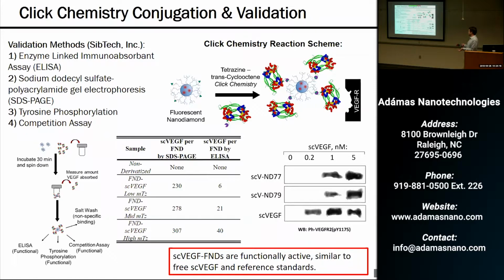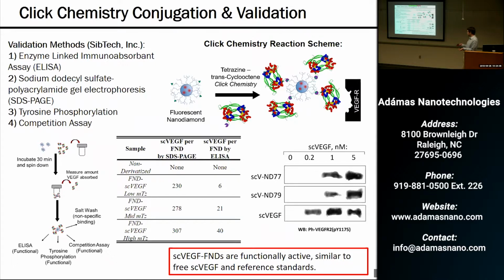And then there's this tyrosine autophosphorylation, sorry. I'm not going into details about how that works, but in general, it demonstrates that these VEGF functionalized diamonds activate this autophosphorylation pathway at similar concentrations to free single chain VEGF at 0 nanomolar concentration. So, great. We can see that the VEGF is on the surface, so our conjugation scheme works.